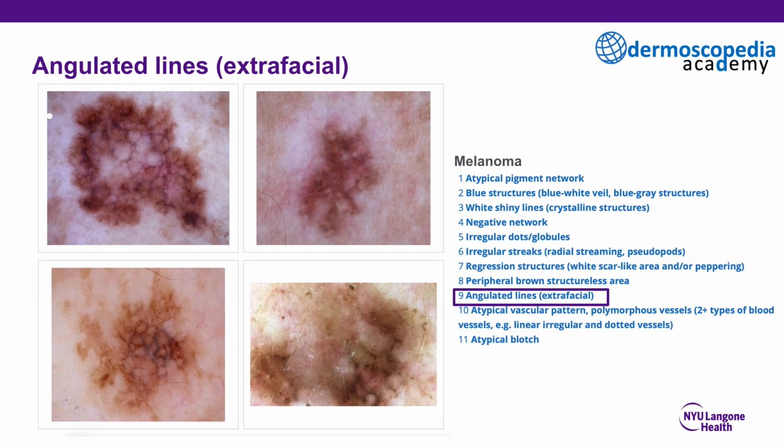In this next melanoma, the highlight of the dermoscopy are really these lines. So you see these gray-brown lines, and many of them are at angles to one another. These lines, which you can see in all of these 4 lesions to different degrees, are known as angulated lines. These are particularly seen in extrafacial lentigo maligna on the background of sun-damaged skin.